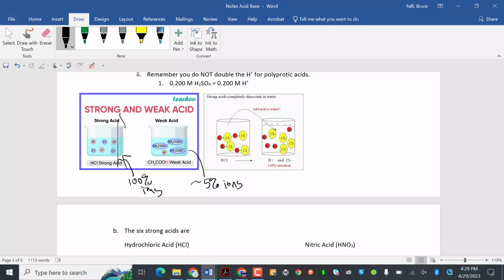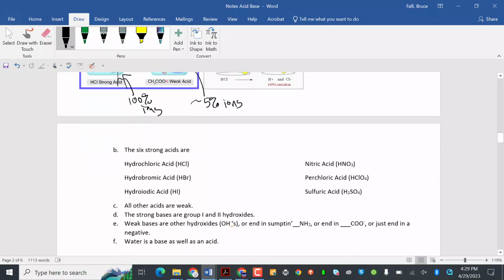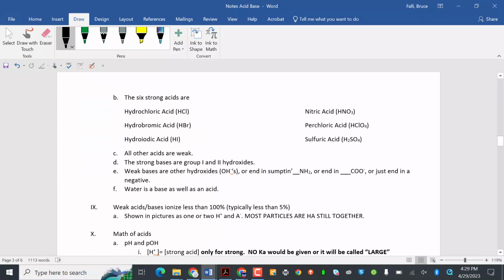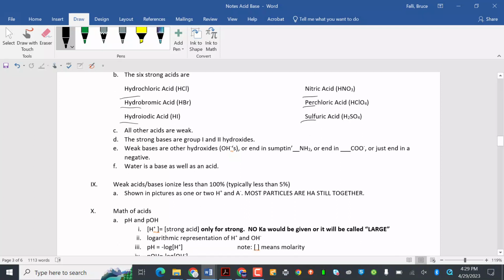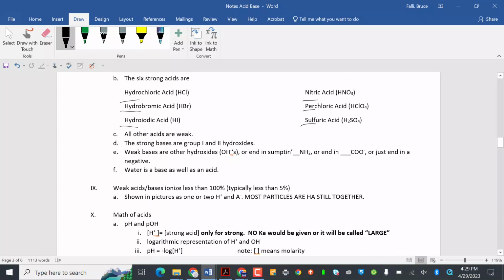All right, so strong acids completely dissociate, just another picture showing the same thing. Six strong acids, get your memorizing hat on: hydrochloric, hydrobromic, hydroiodic, nitric, perchloric, sulfuric. Okay, you've got to memorize them. We'll refer back to them, but you've got to memorize them. All other acids are weak.